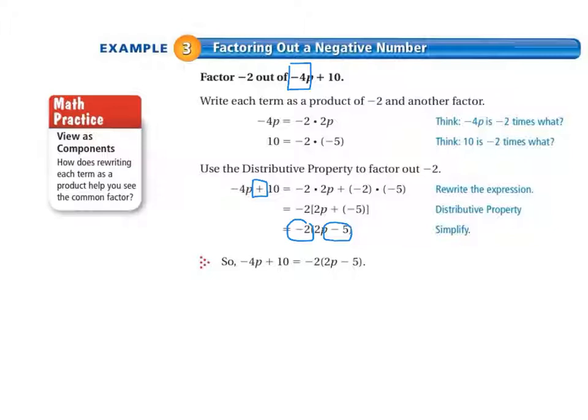So remember that when you are doing these, you can always go back and check your work by using the distributive property to multiply it all back together and see if it equals what you started with. If it does, then you got it right. So negative 4p plus 10 equals negative 2 times 2p minus 5. So let's go on to the next slide and we'll do some more practice problems.